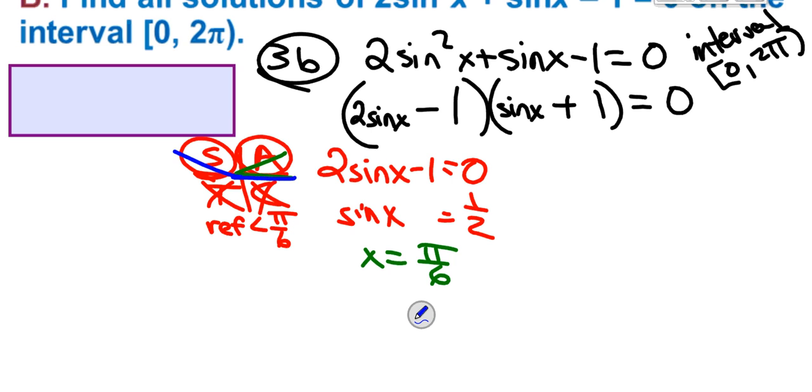The next one would be this angle right here, which has a reference angle of pi over 6. And so we're going to take 6 pi over 6 minus pi over 6. And so our second answer here is going to be x equals 5 pi over 6. So that's our two answers for that situation, or part of the equation.